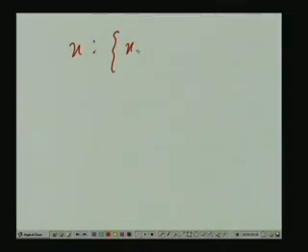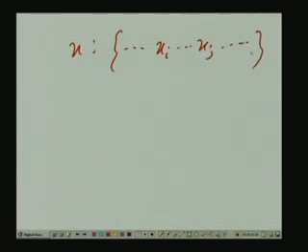This was for continuous variables. You can just repeat these things for discrete variables also. Suppose x and y are two discrete variables. X takes values from this set: Xi, Xj, and like that. It could be a finite set, it could be an infinite set.